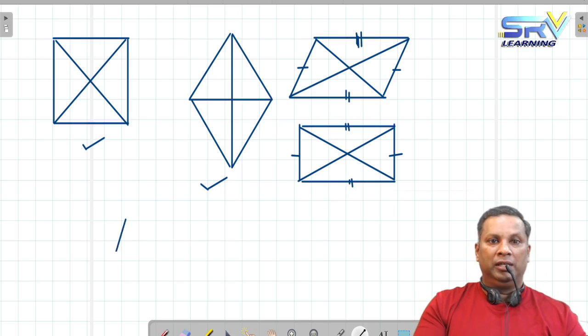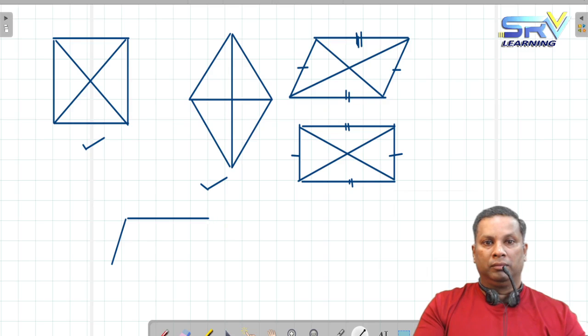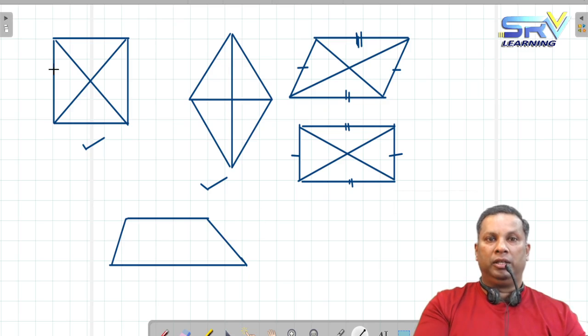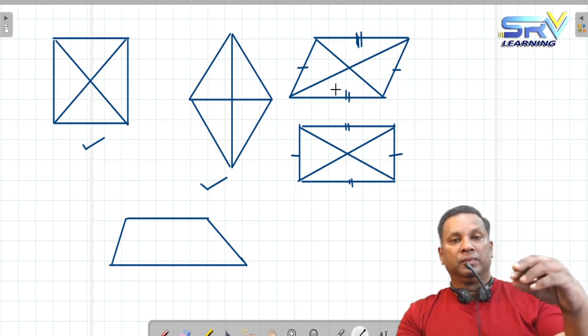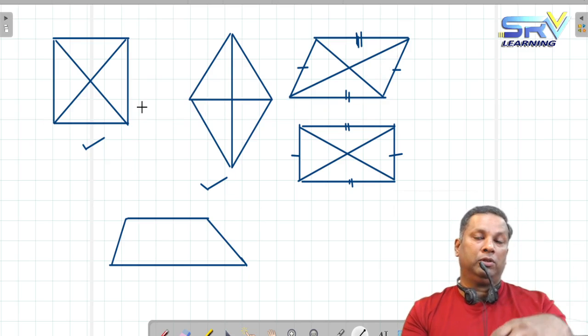How is a trapezium? In a trapezium all four sides are unequal, but two sides may be parallel. Okay, this is a trapezium. You will get this very rarely. They will ask more of these kinds of questions where they have similar things. All four sides equal happens in a rhombus too, but if diagonals are unequal then it will be a rhombus.